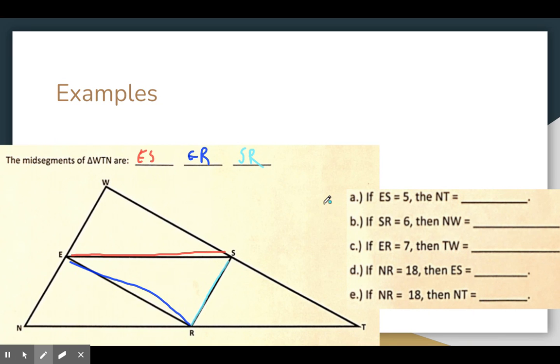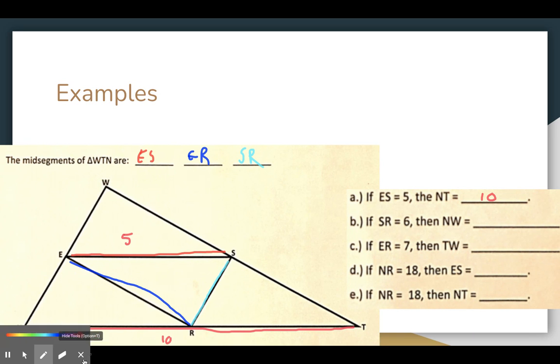And remember, we said that the midsegments are half of the length of the parallel side. So if ES was to be 5, that is in our red color, then NT, which is this big one down here, right? These ones match up. If this one's 5 and it's half of the length of this one, that means this has to be 10, right? 10 divided by 2 gives you 5.